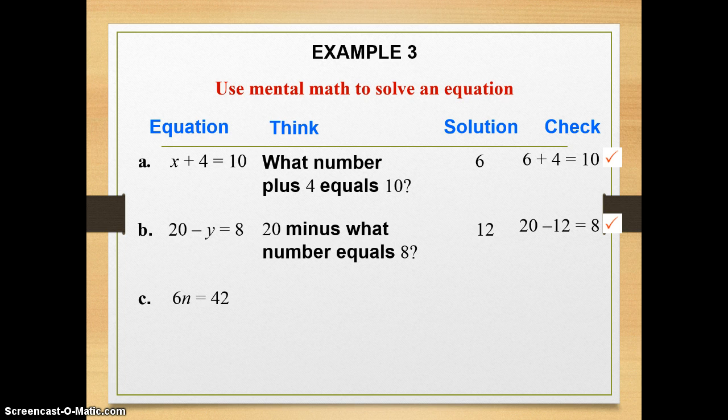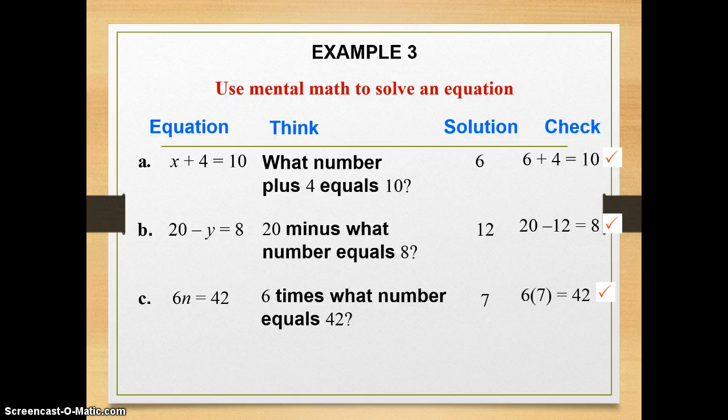C, 6n equals 42. So I'm going to think 6 times what number equals 42? The solution is 7. So I'm going to check my answer. 6 times 7 equals 42, so that is true.